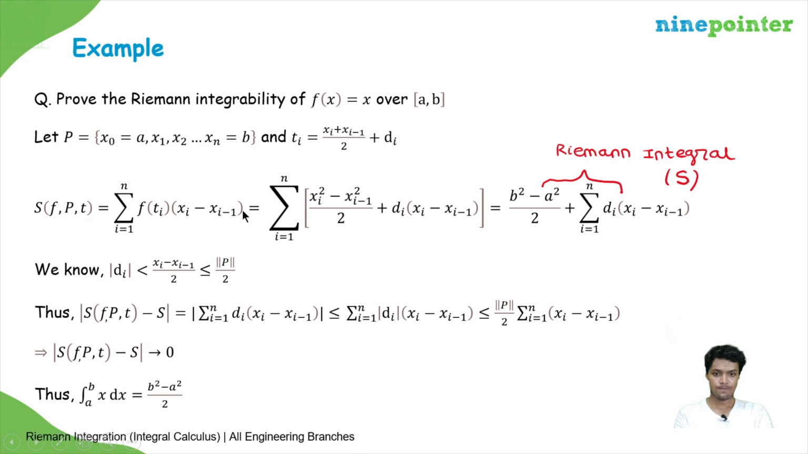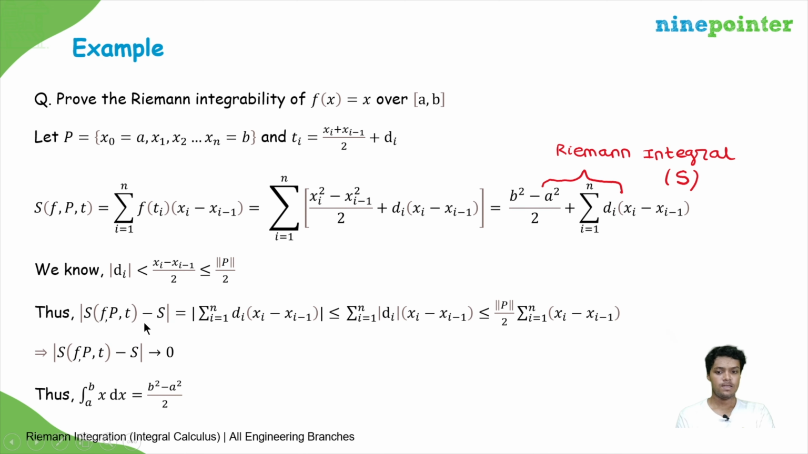Now we define the Riemann sum as this, and substituting the value of f(ti), we get this, and on summing this, we will get (b square minus a square)/2. This is basically a telescoping series. So all middle terms will get cut and you will only get the first term and the last term, and this summation over here. So this (b square minus a square)/2 is defined as the Riemann integral, and all Riemann sums S(f; P, t) should converge to this value.